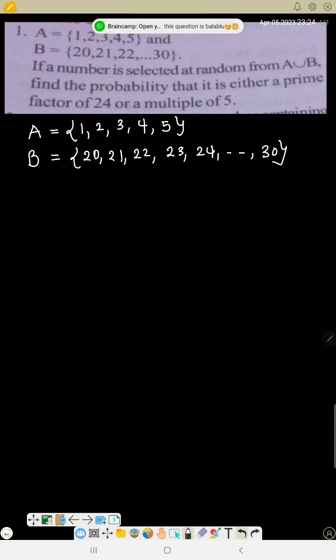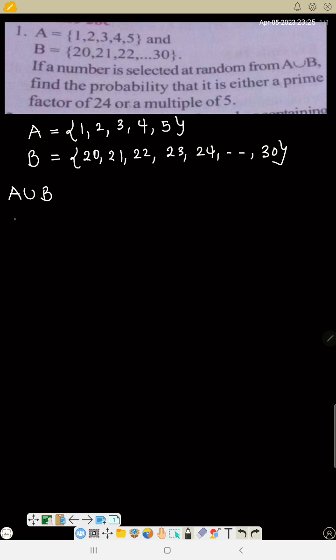So now, if a number is selected at random from A union B, find the probability that it is either a prime factor of 24 or a multiple of 5. That means before you do anything here, you must know A union B. In sets, we said union is the combination of two or more sets. That is, you combine all the elements in A and B, but don't write any number twice.